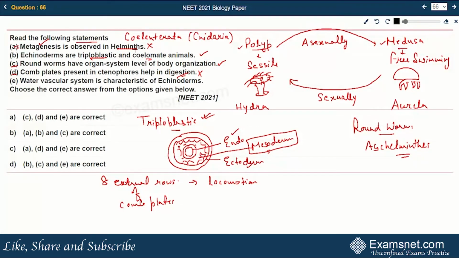Now, the next one is water vascular system is a characteristic of echinoderms. That is absolutely true. This is one of the most special features of echinoderms, and it helps in a lot of activities such as locomotion, capture and transport of food, as well as respiration. So this is correct. How many statements were correct? 3 statements: B, C and E. A and D were not correct. So option D is correct here. I hope you understood this.